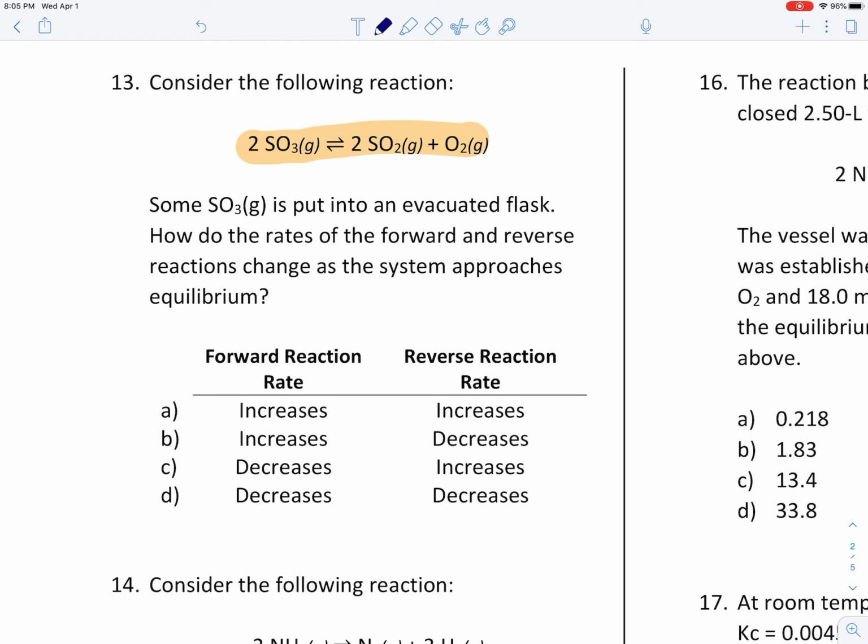Well, during the reaction, the SO3 that you put in is getting used up, so its concentration drops. While it is decomposing, it's producing the SO2 and the O2, so their concentrations will increase. Now, since concentration affects the rate of a reaction, the dropping concentration of SO3 means the forward rate will decrease, while the increasing concentrations of SO2 and O2 mean the reverse reaction would increase. So we're looking for a decrease in the forward reaction and an increase in the reverse reaction.